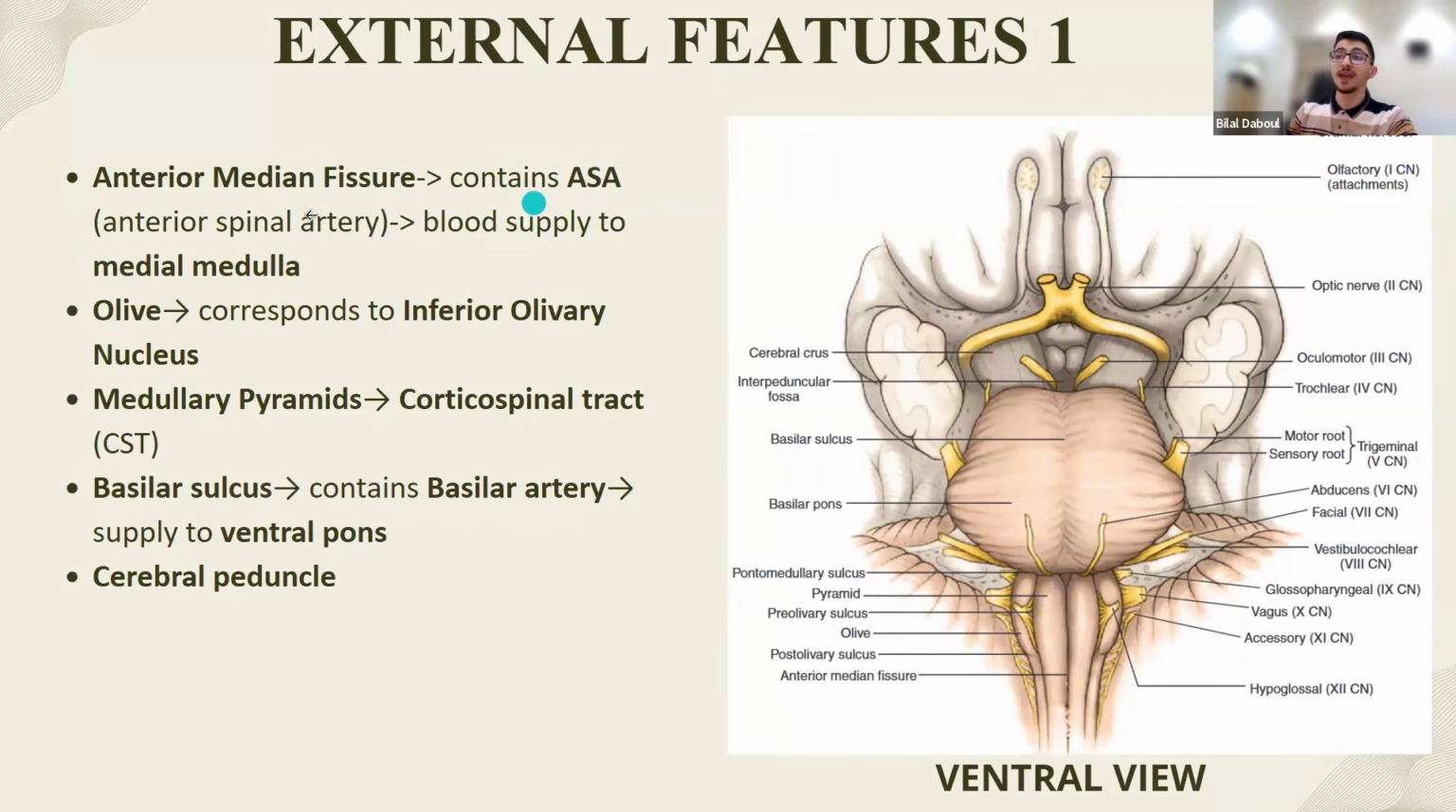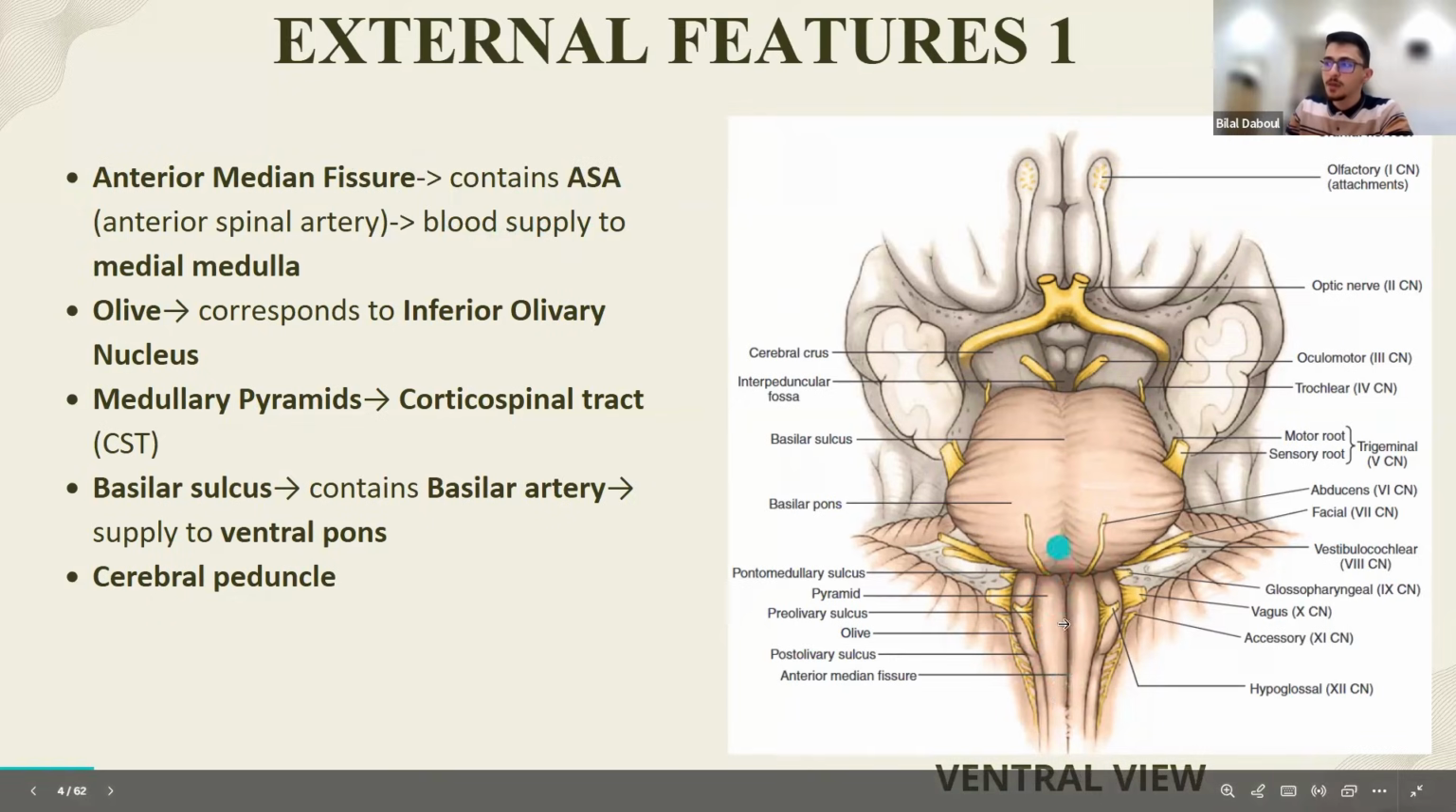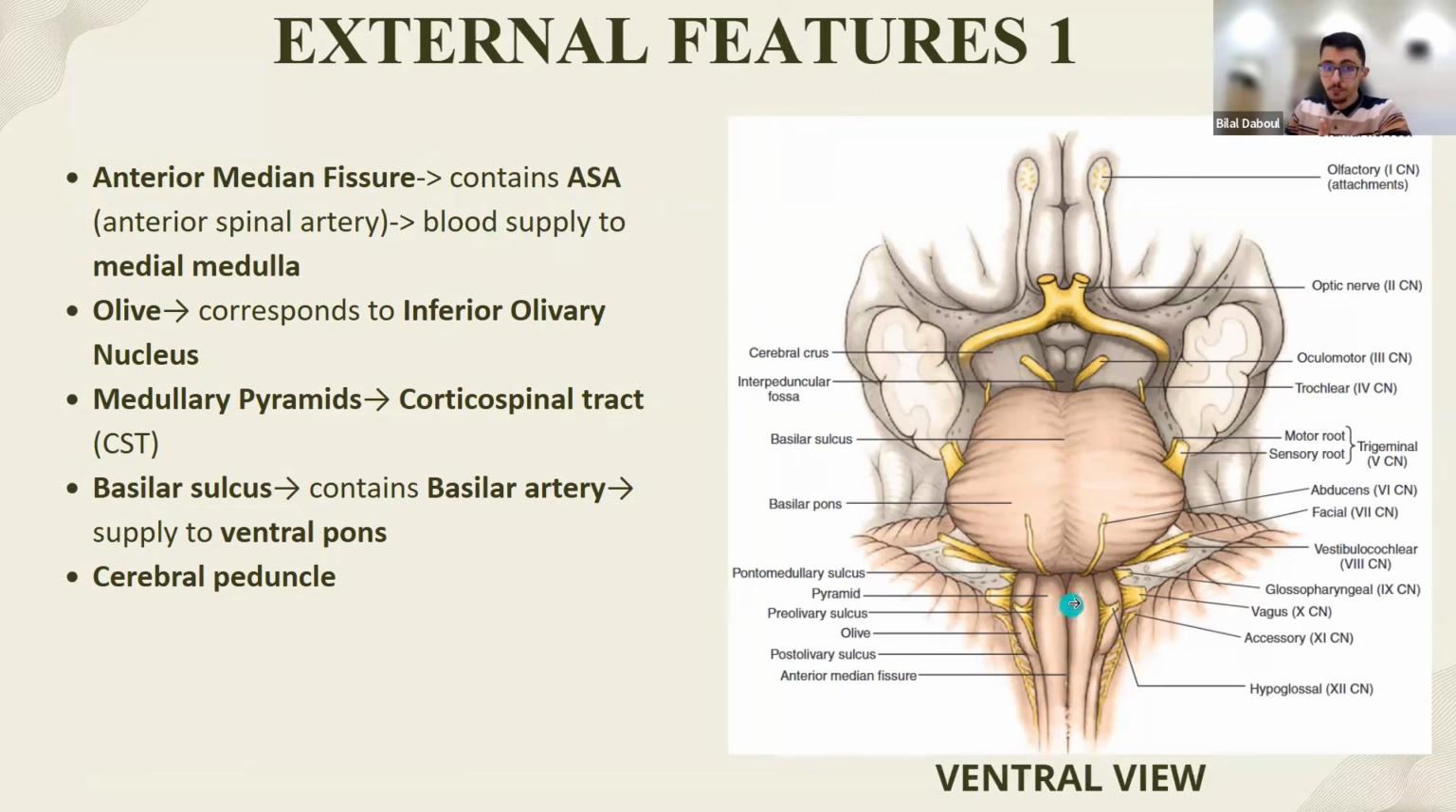So, the anterior median fissure contains the anterior spinal artery, which provides blood supply to the medial medulla. This is very important. I'll be revisiting this concept multiple times. However, this will help you later on. So the anterior spinal artery sits within the anterior median fissure and provides blood supply to the medial medulla. And we'll see the structures that are associated with the medial medulla.